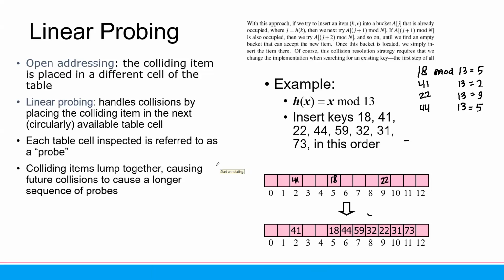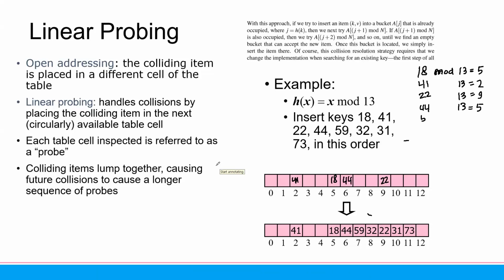Okay, I need to put it into the 5. But what happened in the 5? You already have a value. So I cannot put 44 in the index 5. Instead of the index 5, I will put it into the index 6. So this is the linear probing, we will put it on the next.